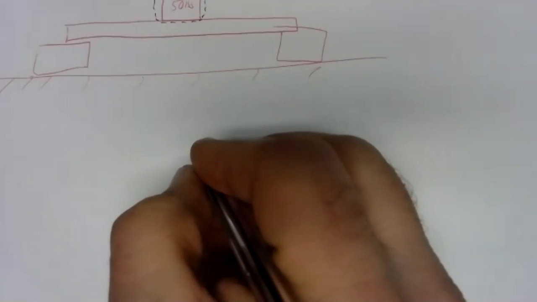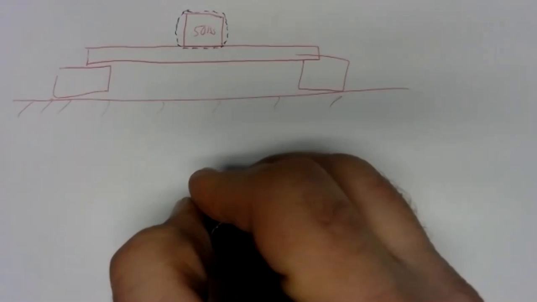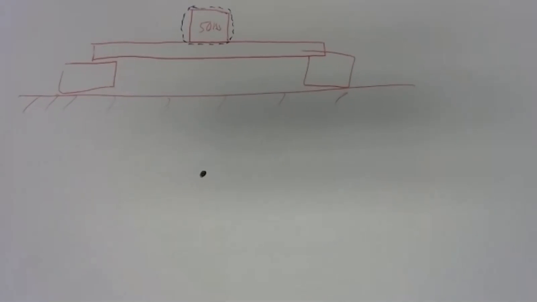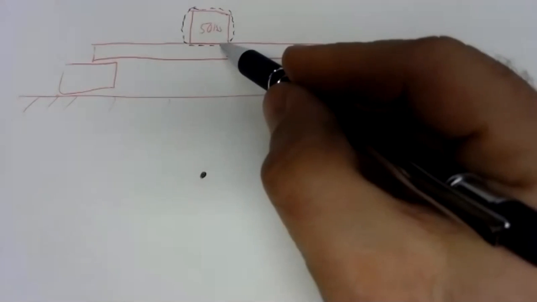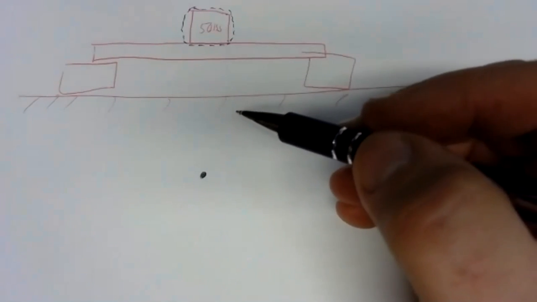So when we draw our free body diagram of this weight, we'll just draw it as a point. So it's a little nugget that weighs 50 pounds. Now there are two forces here. There's a force where the beam is touching the box.